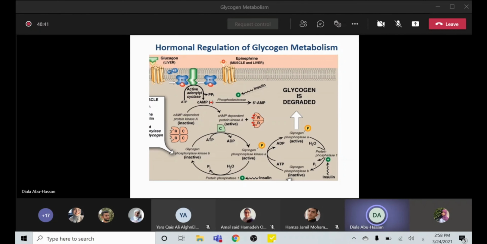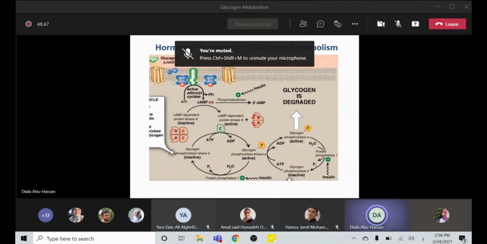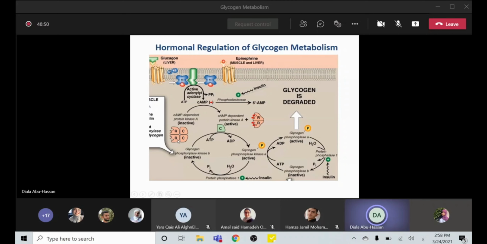Okay, let's talk about the hormonal regulation of the pathway, starting with the important hormone that regulates glycogen metabolism, which is glucagon. Why are we focusing on glucagon in this example? Because whenever I start to break down glycogen, this means I'm in a fasting condition. There's no supply of sugar from diet. So mostly I'm going to break the glucose and use the glucose rather than synthesizing or getting this glucose.